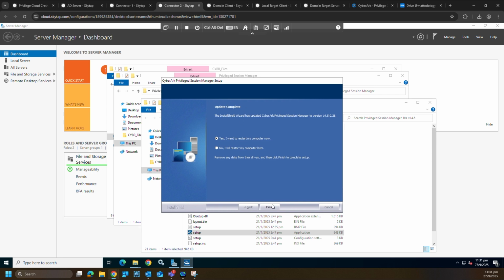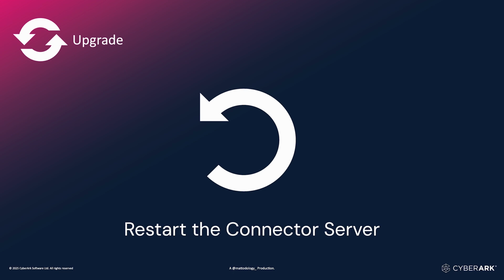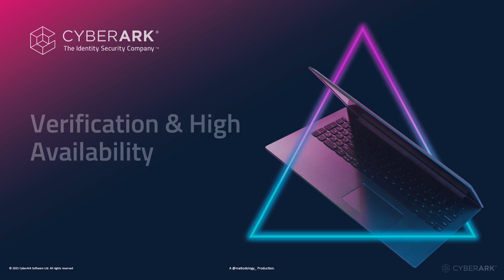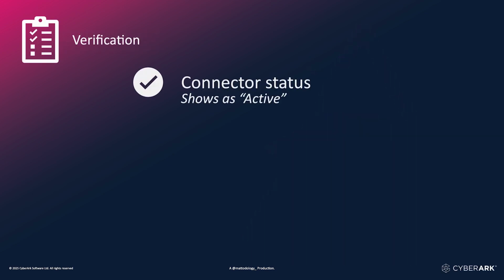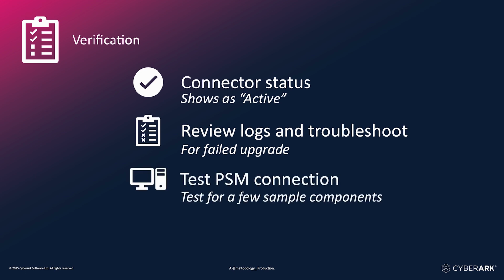To finalize the upgrade, restart the connector machine. You can restart it immediately or at a later maintenance window, but remember that the connector machine must be restarted before you continue using it in production. Now, verify connector status and logs. Troubleshoot if necessary. Conduct tests of PSM connections by executing sample sessions to verify operational functionality.